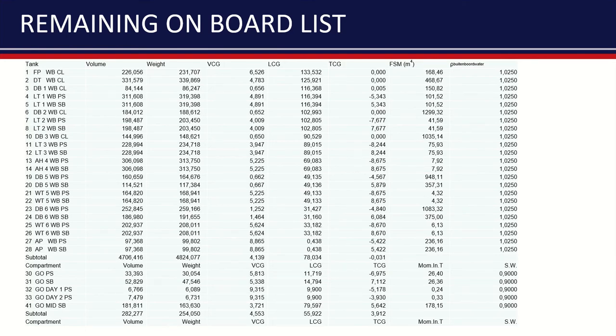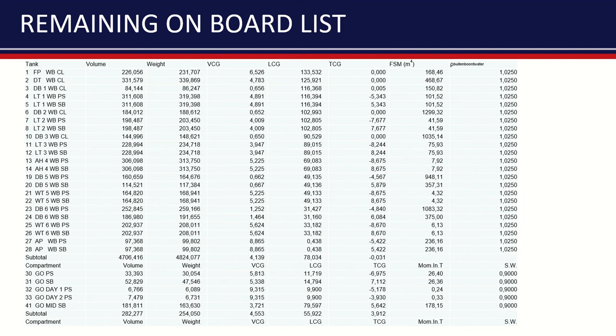The remaining on board list. I showed you the stability program last week. Every time we start a new stability condition, we need to make sure that all tanks are updated, and usually it's done with a list, and this list is regularly called remaining on board list, but it needs to be made up by the chief engineer after the main engine is stopped.